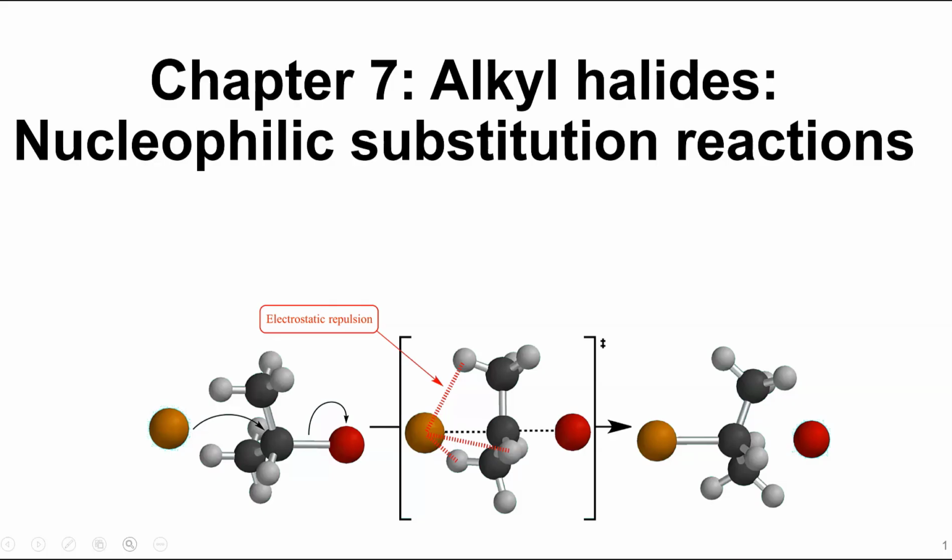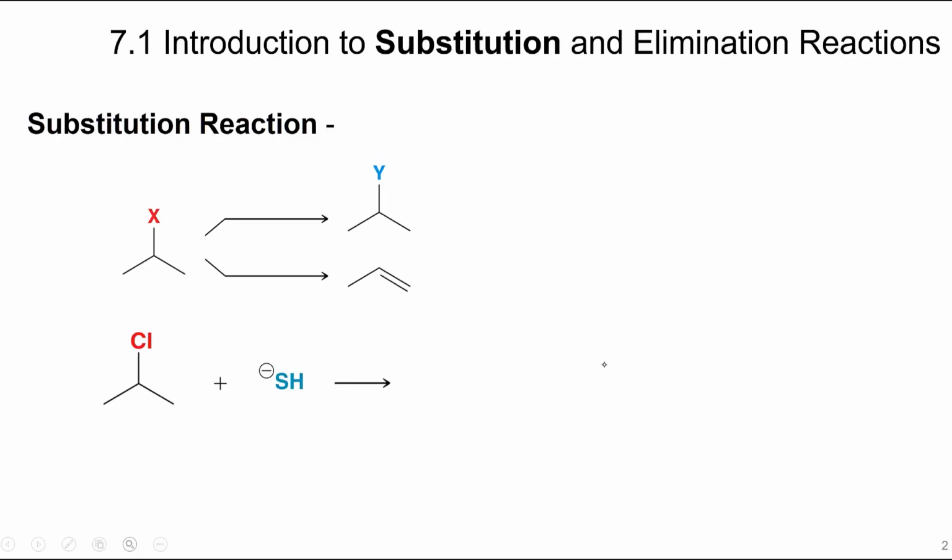In Chapter 7, we'll start looking at alkyl halides, which will be our first reactions. We've looked at mechanisms a little bit in Chapter 6, and we'll reinforce those in Chapter 7 and in Chapter 8. So the first ones that we'll look at are nucleophilic substitution reactions. A substitution reaction is one where a group of atoms is replaced with another. So in this reaction here, X is getting replaced with Y, so this is a substitution reaction, which we'll see in Chapter 7.